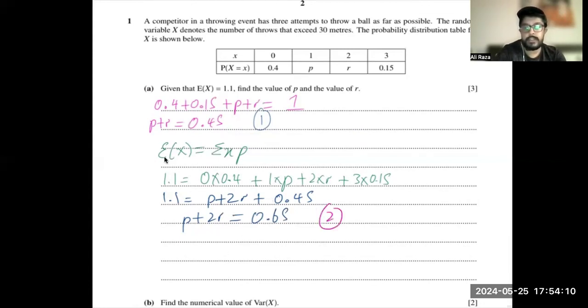Now when we solve these two simultaneously, we'll get the values for P and R. P comes out to be 0.25 and R comes out to be 0.2.